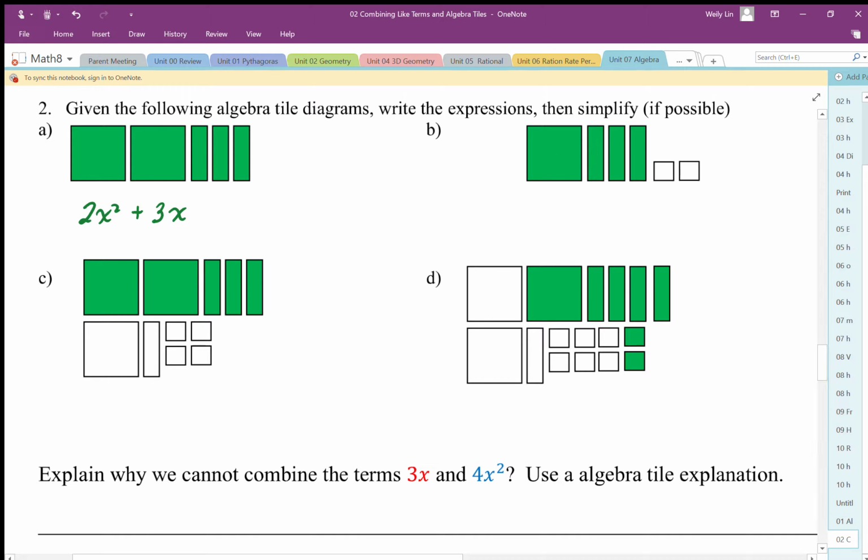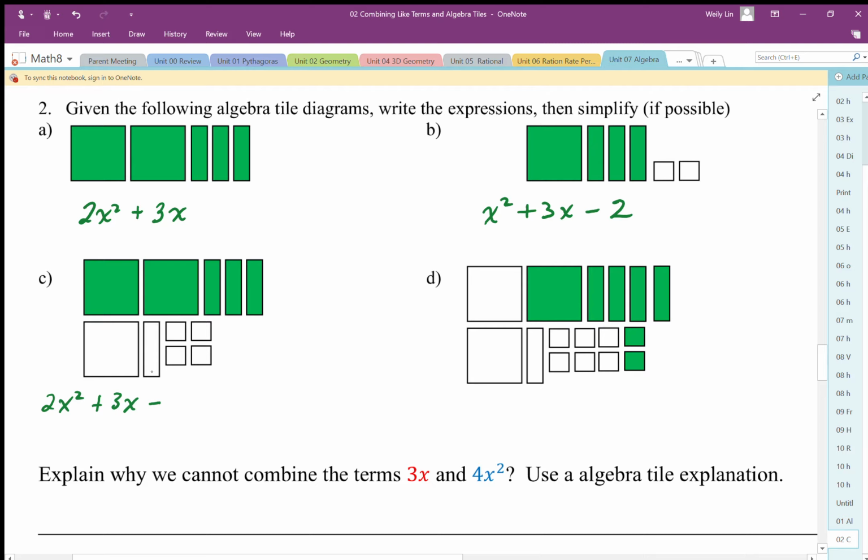Here we have x squared, 1x squared. We have 3x tiles, so 3x. And then we have two white little square tiles. Well, those little square tiles are ones, and we're going to take away those two tiles. So we have minus 2. Here we have 2x squareds plus 3x's.